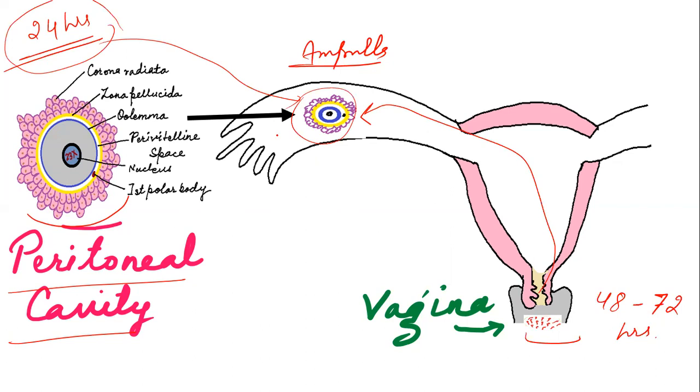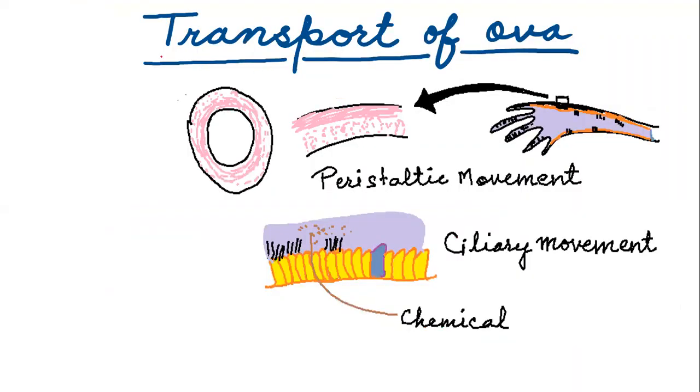First we'll see how the ova and sperm reach the fallopian tube, or ampullary part of the fallopian tube, for the process of fertilization. First we'll see the transport of ova from the peritoneal cavity to the ampullary part of the fallopian tube. Before discussing that, we'll see the structure of the fallopian tube.